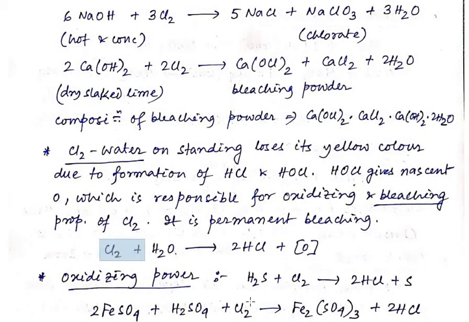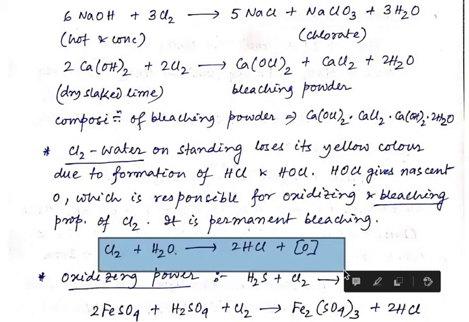So here I have written the reaction. First of all, Cl2 and water form HCl and HOCl, and then the HOCl dissociates into HCl along with nascent oxygen. That's why I have written 2HCl plus nascent oxygen, and that nascent oxygen is the main element responsible for the oxidizing and bleaching property of Cl2, and that bleaching is permanent in nature.